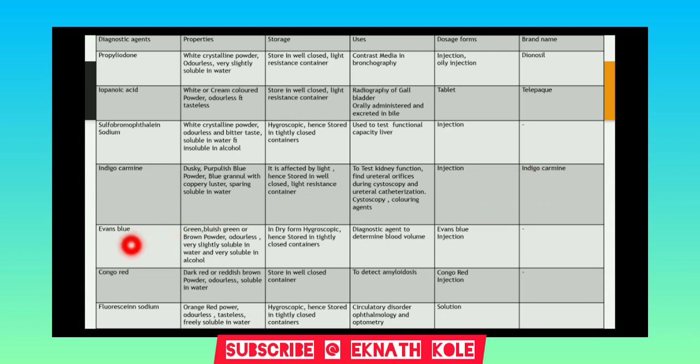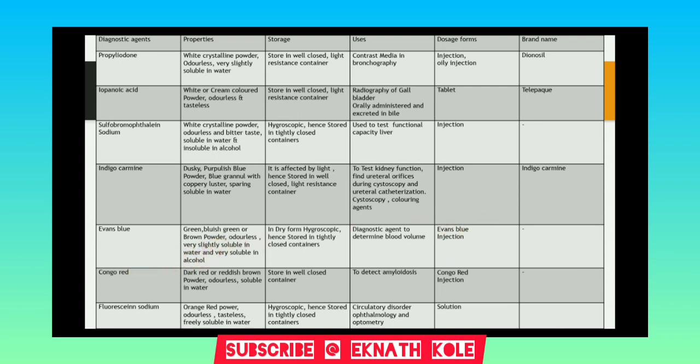Then let's see another example of a diagnostic agent, which is Evans blue. It is a green, bluish green or brown powder. It is odorless, very slightly soluble in water and very soluble in alcohol. In the dry form, this Evans blue is hygroscopic, hence it is stored in a tightly closed container, and it is available in injection form.